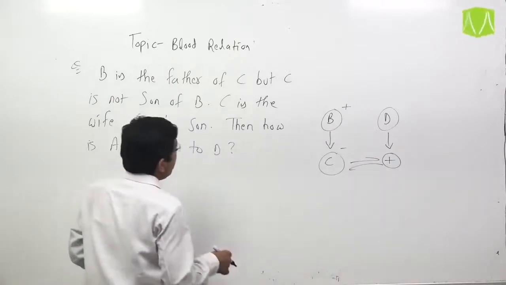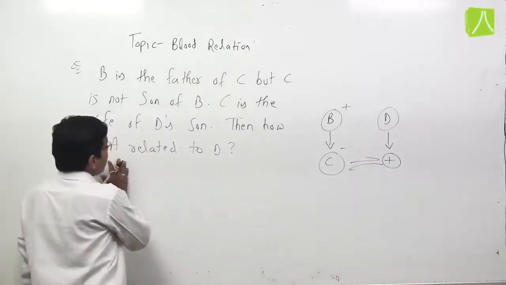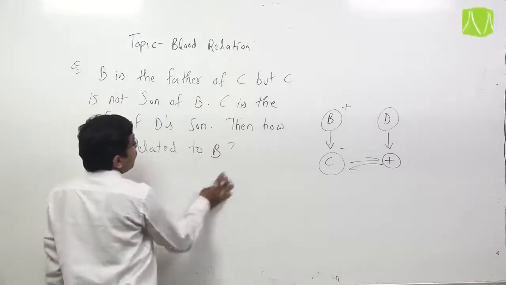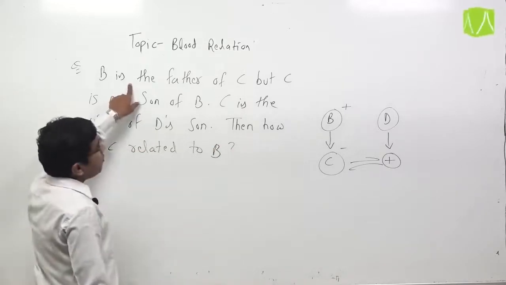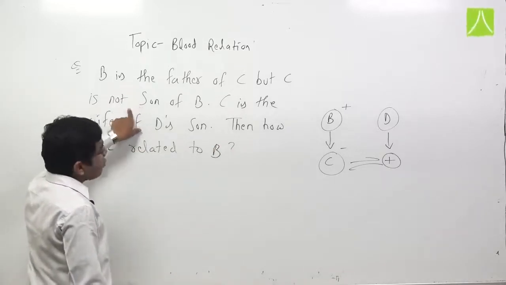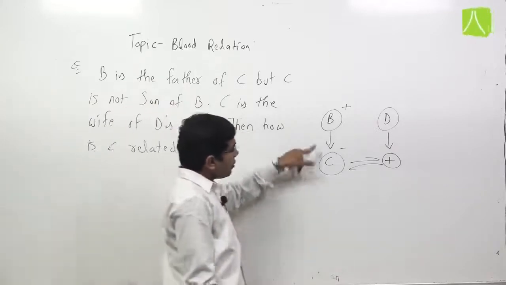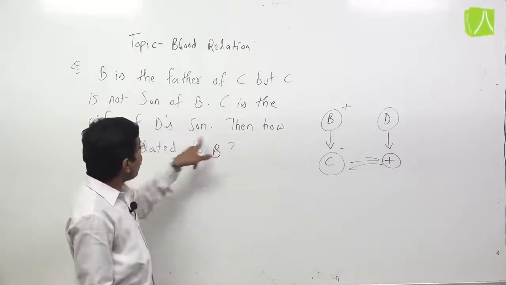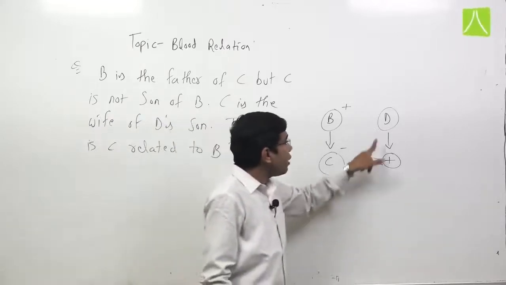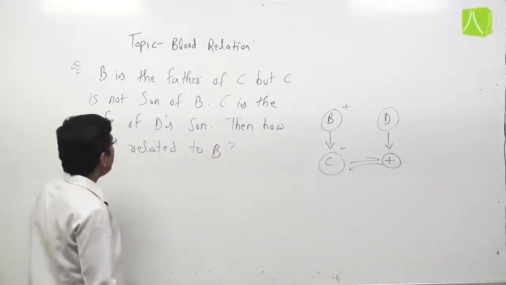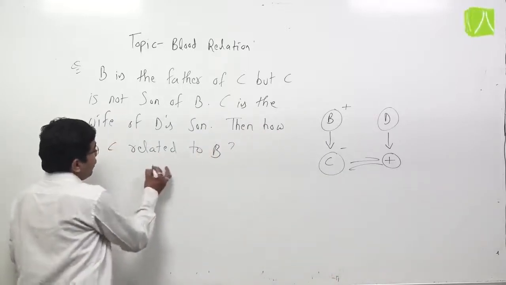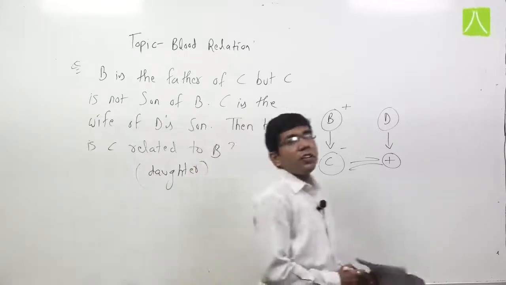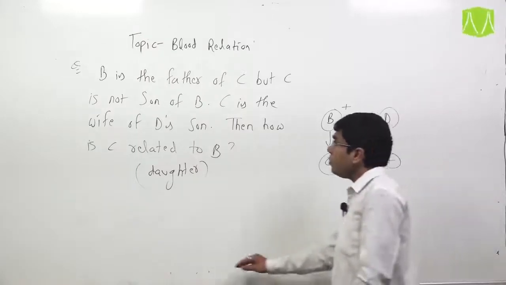What is the relation of C with B? Question is how is C related to B? According to the question, B is the father of C, but C is not son of B, means C is the daughter of B. C is the wife of D's son. Now question is, how is C related to B? We can easily say that C is the daughter of B. Now take one more example.